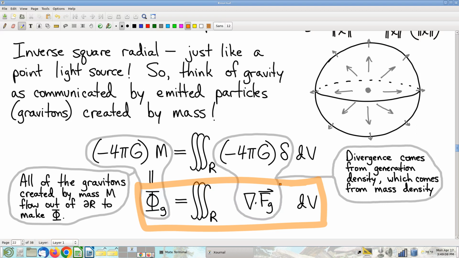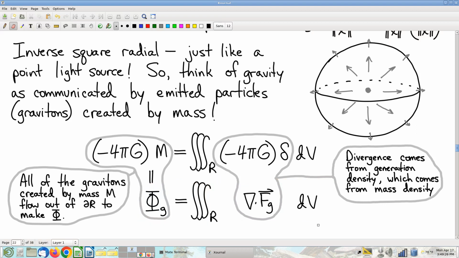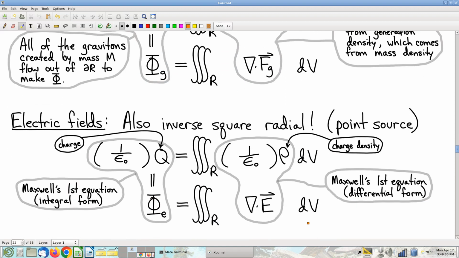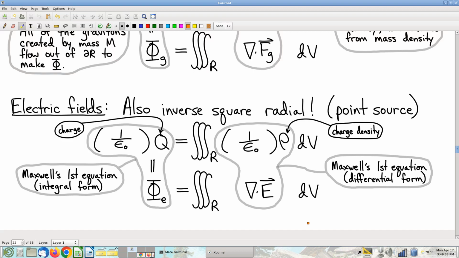Now, you may be thinking to yourself, all right, fine, I'm not going to be a cosmologist or an astronomer. So, I plan on staying on the surface of the Earth for my entire life. So gravitational field's just a constant. That's pretty easy to deal with. Why do I need to understand this stuff? And an answer to that question is to think about electric fields, which I know are a different physical thing. But here's the thing. Electric fields are also inverse square radial.